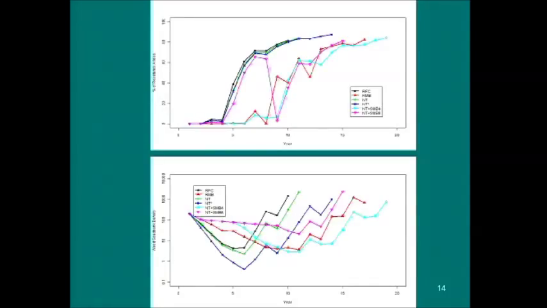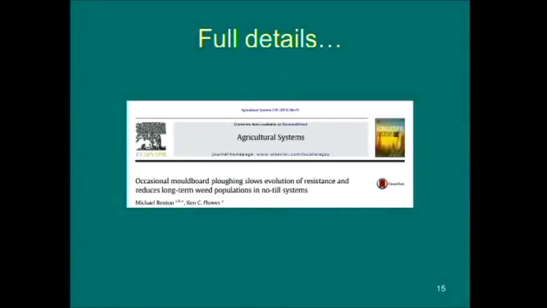So this is just some results here. If you focus on the light blue cyan line, that is a no-till system with an occasional, once every 4 years, strategic moldboard, and the top one shows resistance percentage frequency. The bottom plot shows weed numbers, and you'll see that that strategic moldboard plough is the one that gets resistance slowest and builds up weed numbers slowest. So it shows that it is, theoretically at least, a good strategy for delaying resistance and weed build-up. So full details in that paper that just came out there. That's with Ken Flower as the other author.